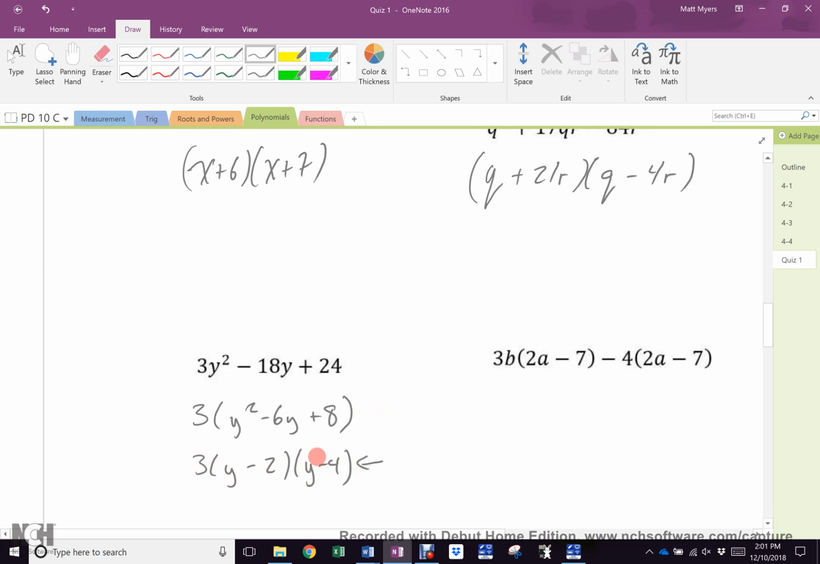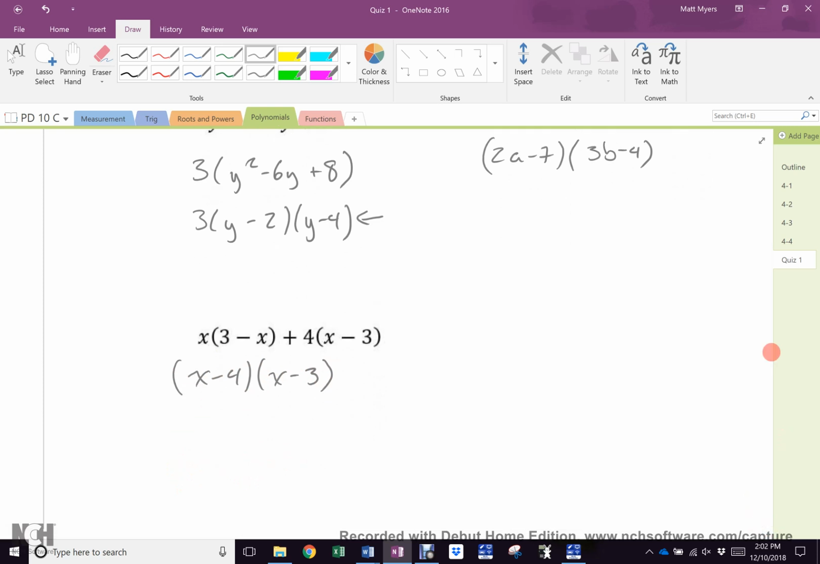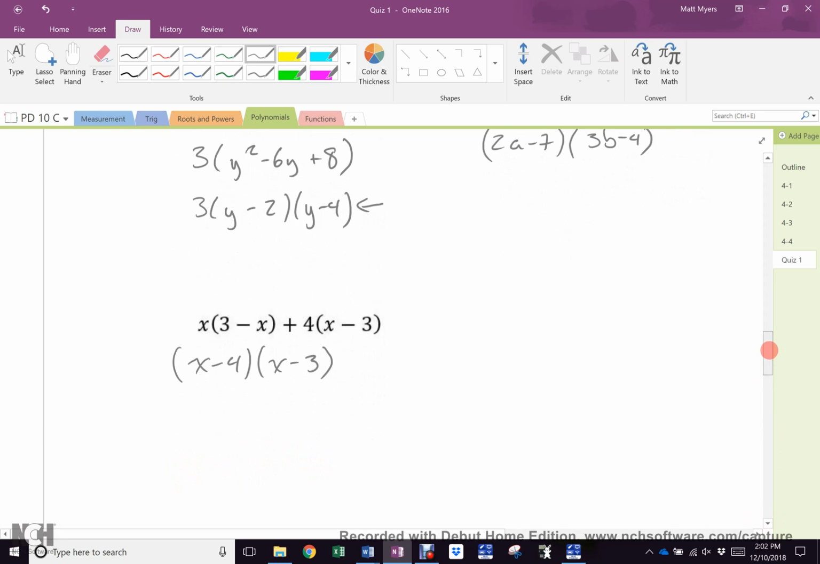What if you accidentally change the variable or the A? I accidentally changed the Y to an X. I still got it right. Oh yeah, we got it. And I think that's it.